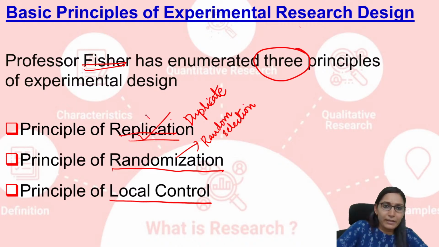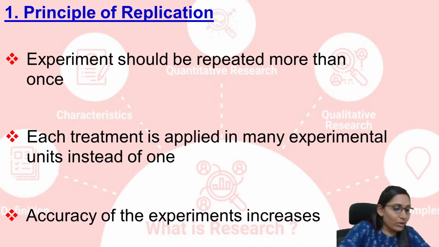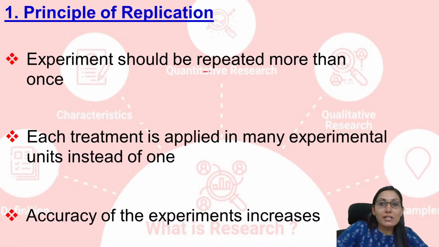Principle of replication, randomization and principle of local control. So these are the 3. Now let's first see what is principle of replication. So principle of replication means experiment should be repeated more than once.